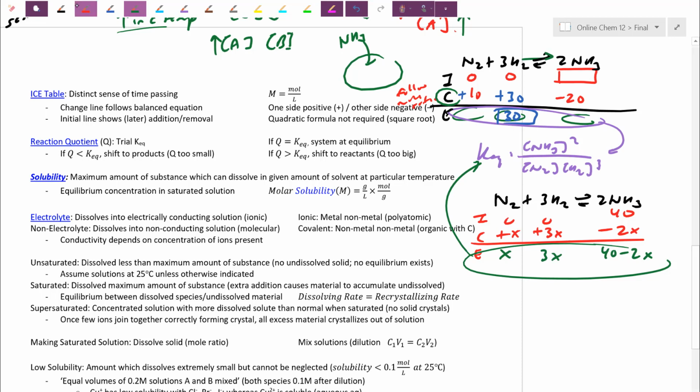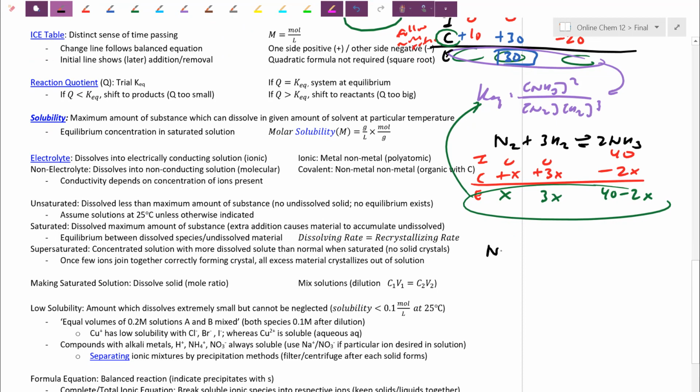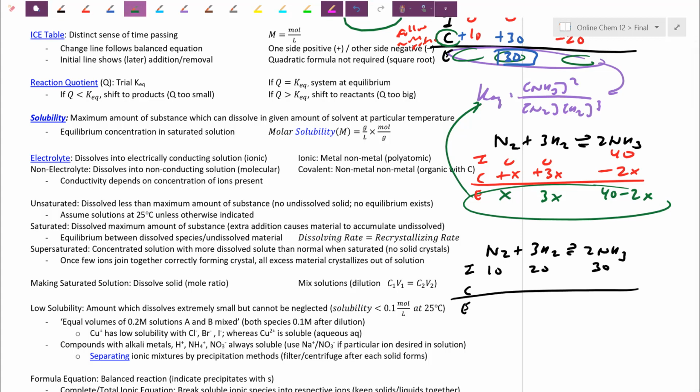There was one situation where this one was obvious because these sides were 0. Let's do the one last setup here. N2 and 3H2, they're going to choose numbers really nicely so that you don't have to use a quadratic equation. But let's have a look here. What if I put in 10 N2, I put in 20 H2, I put in 30 NH3. The initial amounts are totally up to me. This time, I'm not sure which side is plus or which side is minus.